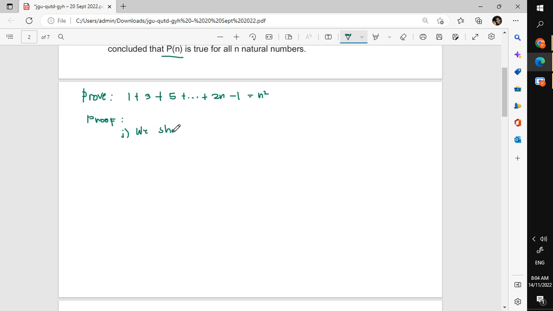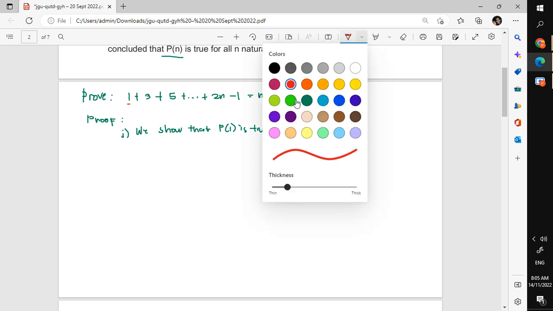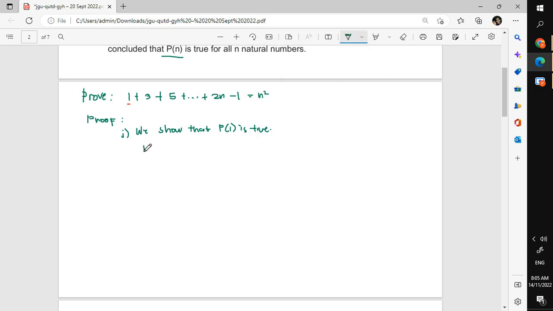We show that P of 1 is true. Now, your n will tell you what number you will be equating on the right side. Since we have used P of 1, that means we will be using the first term on the left side. The first term in here is positive 1. So we just have to equate positive 1 to the right side of the statement, which is n squared.